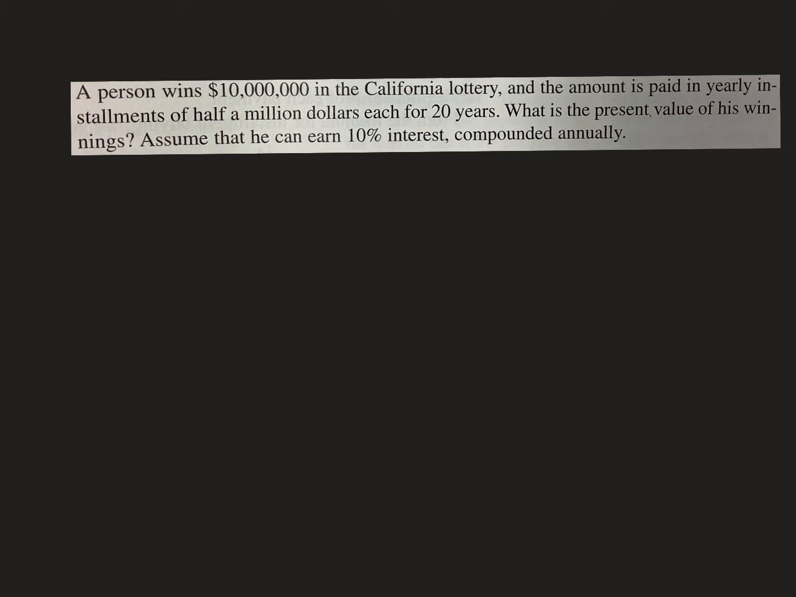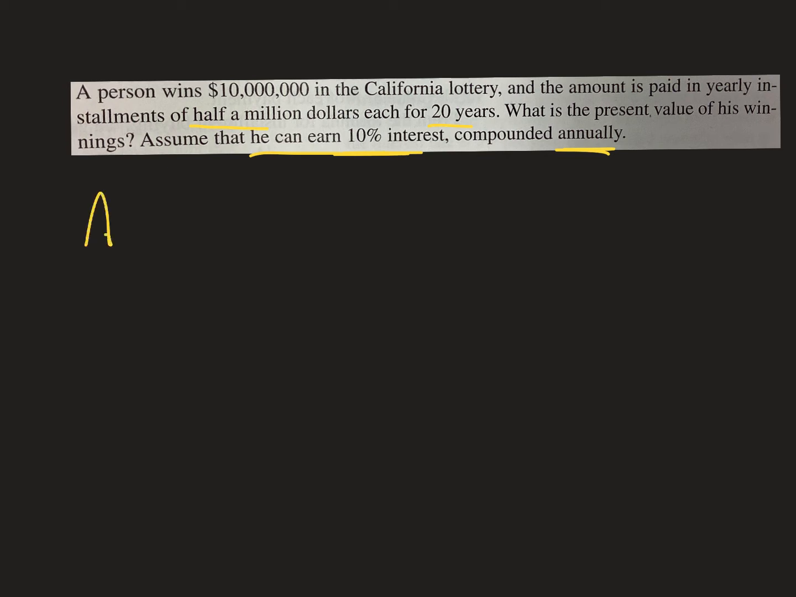So let's try one of these. A person wins $10 million in the California lottery. That's a good person right there. And the amount is paid in yearly installments of $500,000 a year for 20 years. What is the present value of his winnings? Assume that he can earn 10% interest compounded annually. So that's only one time a year.